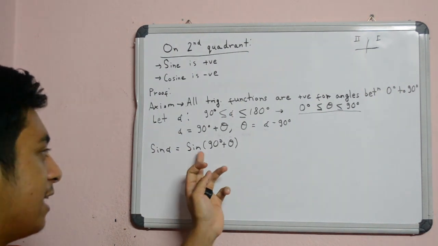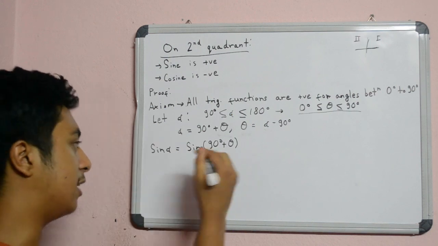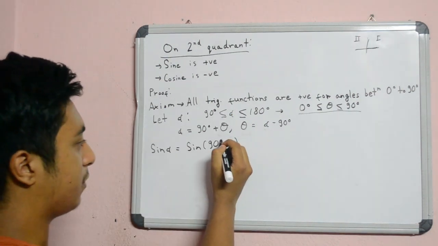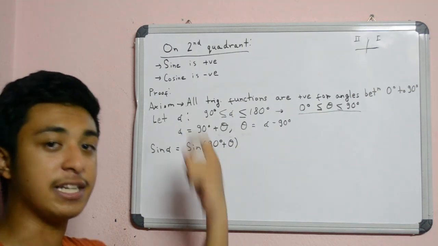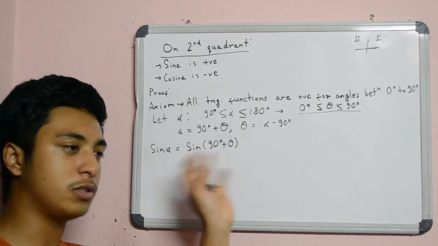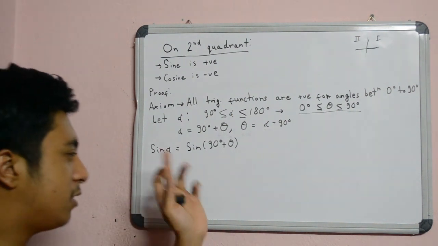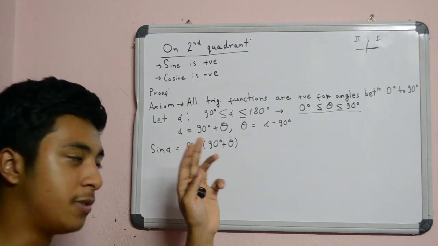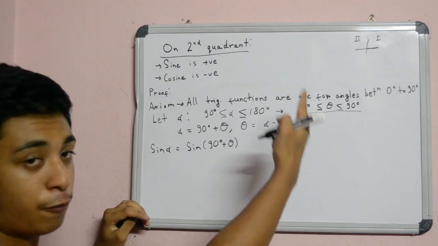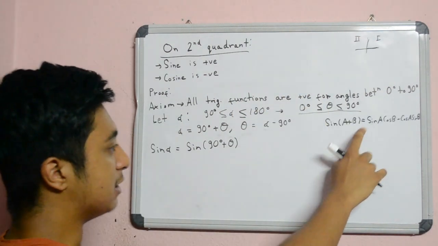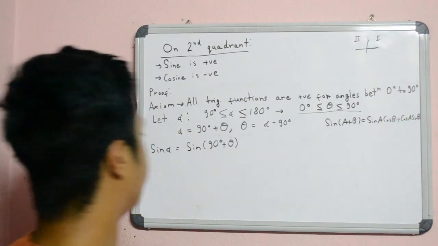We can only write sine of 90 plus theta as cos theta because we know it is positive on the second quadrant, and that is it. Otherwise, if it was in the third quadrant, you'd have to write negative sine theta, assuming it was 180 plus theta or something like that. But as you can see, we have sine of something plus something, which is our sine of a plus b. So I'm going to write the formula right here. Sine of a plus b is equal to sine a cos b plus cos a sine b.